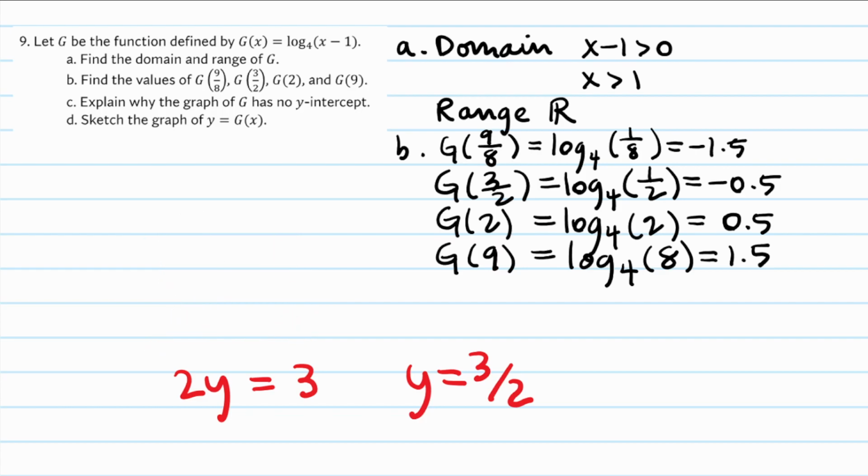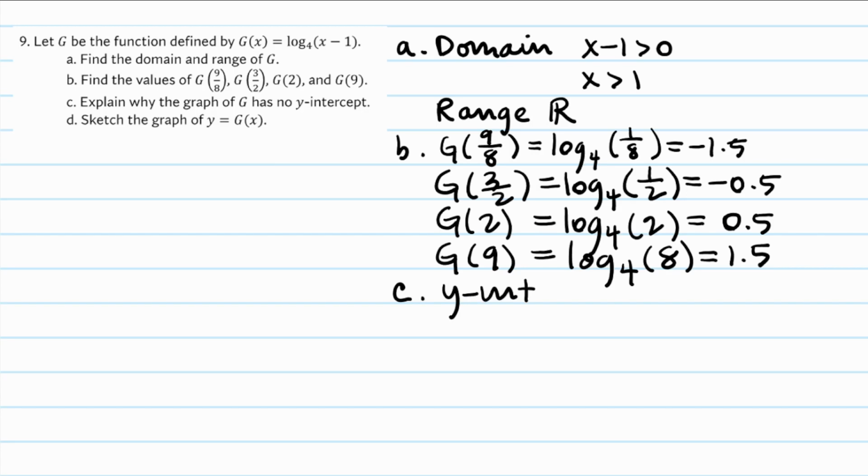C, explain why there's no y-intercept. Okay, well, I don't know, maybe you're like me, and the first time I read this question, I didn't immediately think of something. So if you don't think of anything, do the exact same thing as always. For the y-intercept, x equals 0. So g of 0 is equal to the log with base 4 of -1.